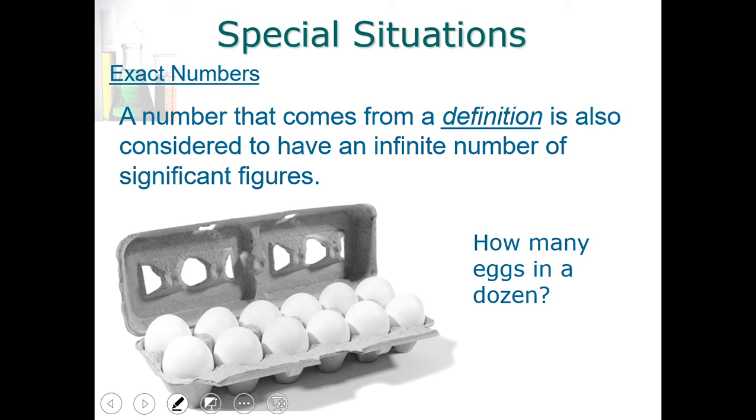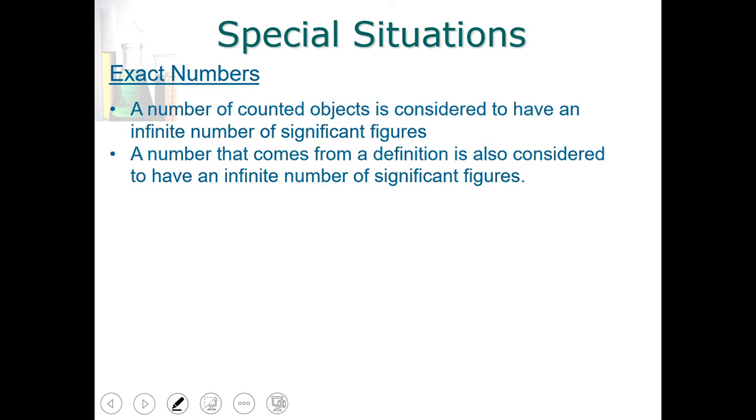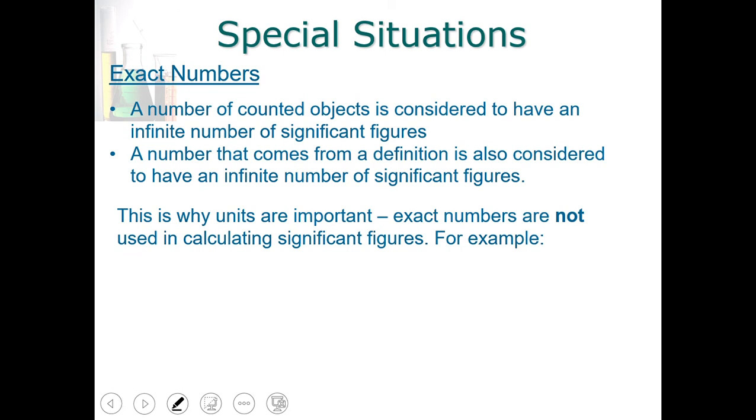These are amounts that are defined, and therefore we don't have to account for sig figs in those kinds of numbers. So let me see how this plays into calculations. We have these two situations: when there's a number of counted objects, and when there's a number that comes from a definition. This is why it's important to indicate the units, because when we're doing a calculation, we have to assess: is the number I'm dealing with an exact number or is it a measured amount?